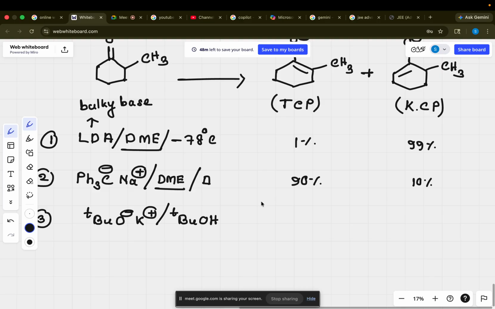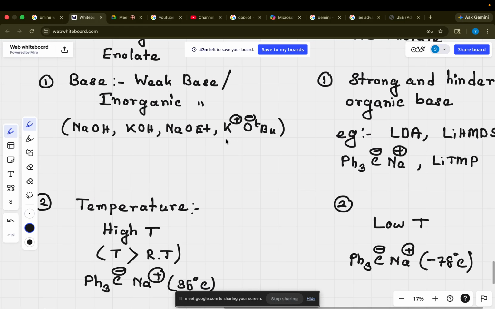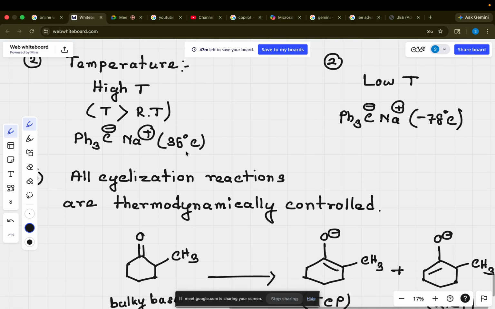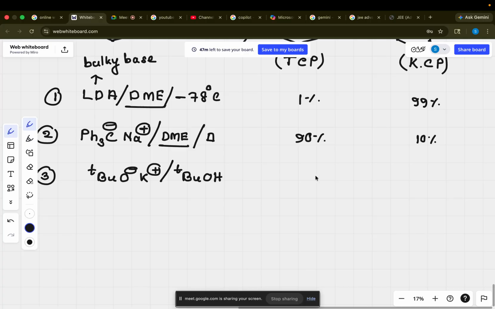Thermodynamic product, because if they are not mentioning anything, and this is potassium tertiary butoxide. What is it? It's a bulky base, but it is an inorganic base. So when you have an inorganic base, you will get your thermodynamically controlled product. So you will get 93% of that and 7% of this.